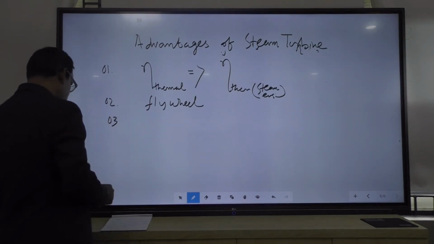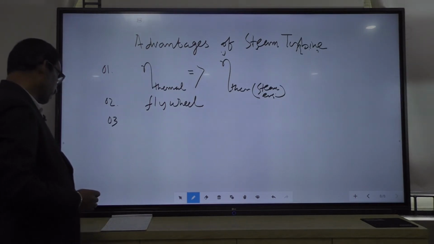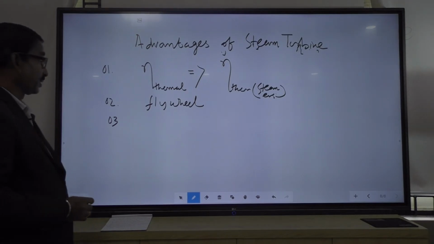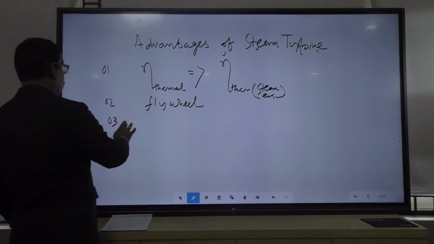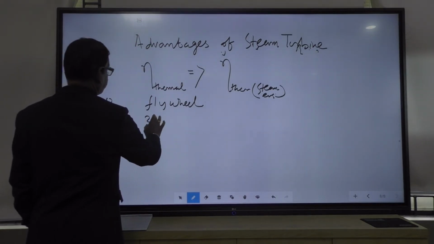Number three advantage is that higher speed and a greater range of speed is possible in the case of a turbine. More than the limit of your 3000 rpm.